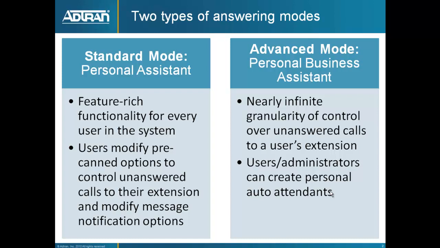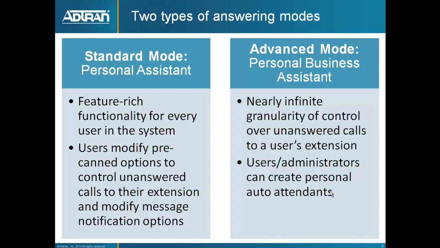To accomplish this, we've provided two different answering modes for users in a NetVanta UC system. The standard mode is called Personal Assistant. This is a very feature-rich feature set for every user in the system, regardless of the type of licenses that you purchase for your NetVanta UC system. Users have the ability to modify pre-canned options to control the calls that come to their extension, as well as to control the types of notifications they get when somebody leaves them a voice or a fax message.